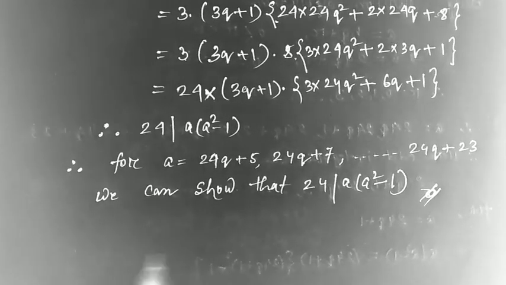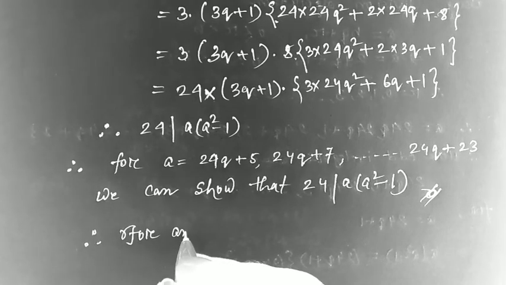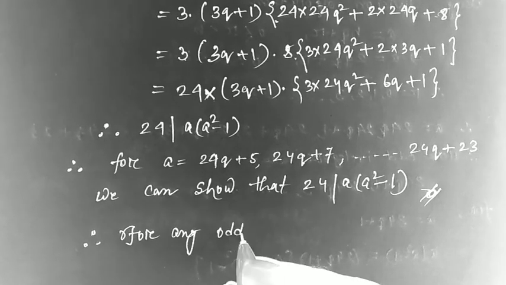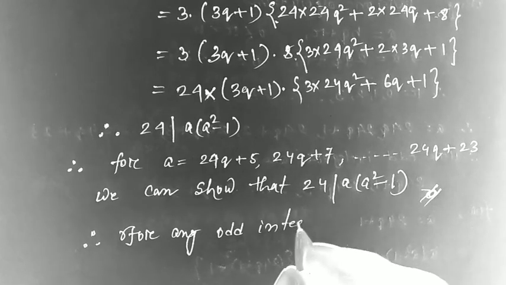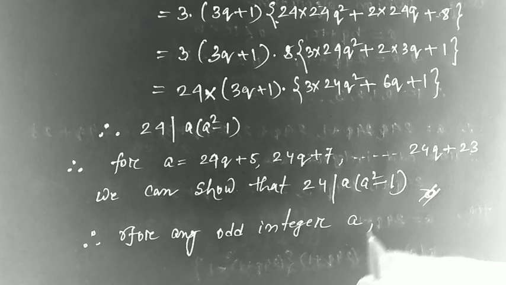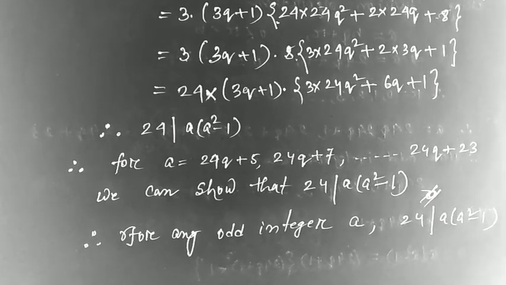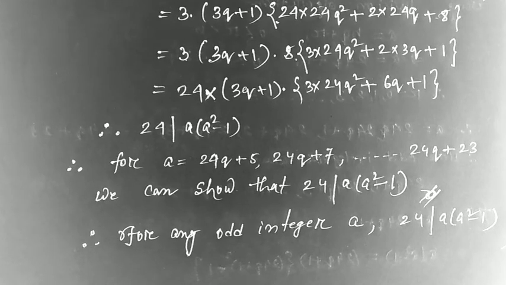One more line you have to write. Therefore for any odd integer a, 24 divides a into a square minus 1. That's it. So very easy sum.